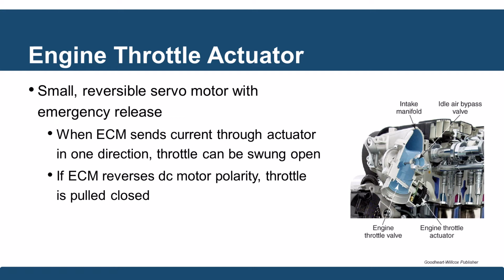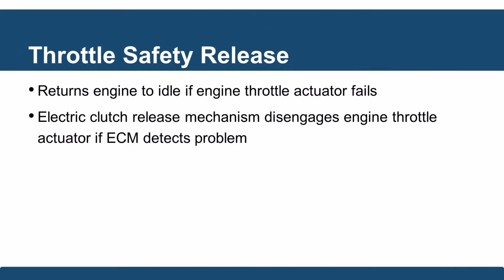Now, of course, there's a bunch of redundancies built into this with checks between the ECM and the throttle valve, but there are some built-in throttle safety release mechanisms, and that throttle safety release will return the engine to idle if the engine throttle valve actuator was to fail. It has an electronic clutch release mechanism in it that disengages the engine throttle actuator if the ECM detects a problem. Usually this is done under spring tension, which just returns it back to closed.